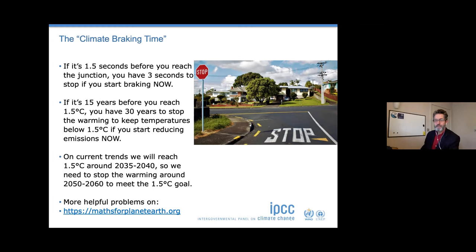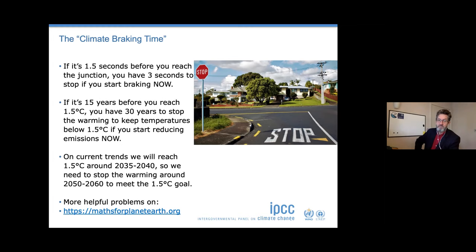So back to this analogy with the braking time. I think this is quite an effective analogy to use for students. If it's 1.5 seconds before you reach the junction, then you've got 3 seconds to stop, but only if you start braking now. If you delay braking, of course, you have much less time to stop. If it's 15 years before you reach 1.5 degrees, and I've chosen these numbers so that it's easy to do the maths in your head, then you've got 30 years to stop the warming if you want to keep temperatures to 1.5 degrees, but only if you start reducing emissions now. So it's exactly the same logic. On current trends, we'll reach 1.5 degrees in about 15 to 20 years time.